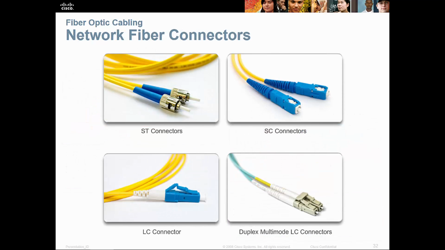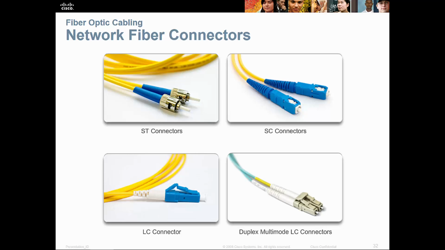Common types of connectors are ST, SC, and LC. Those are the three common types. ST, very similar to our BNC, is a twist plugin. SC is just a straight plugin, and LC is just a straight plugin. They will always come in pairs, one for sending, one for receiving.